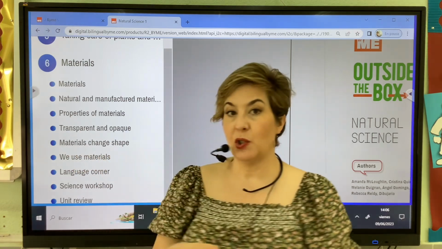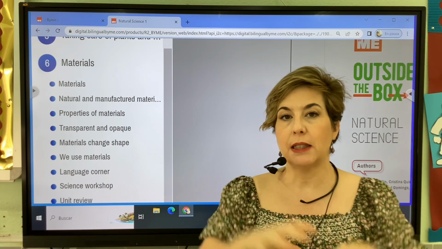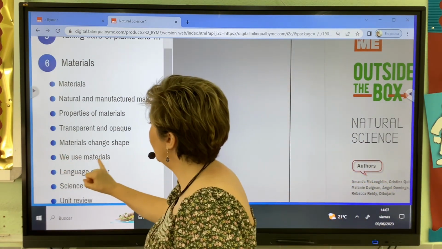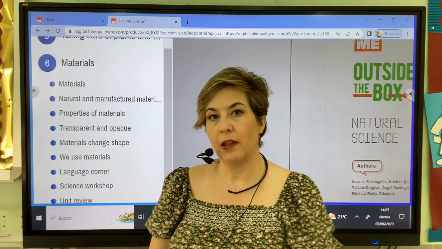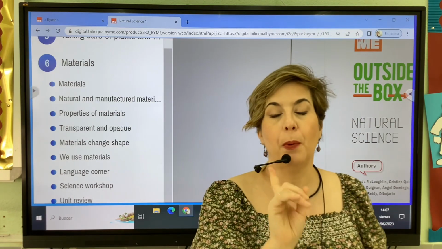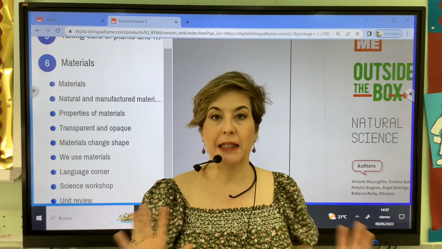how materials change shape, if you can squeeze materials, if you can bend, and how we use materials. These are all the different parts of the unit. Let's go to part number 1, and we are going to talk about materials.